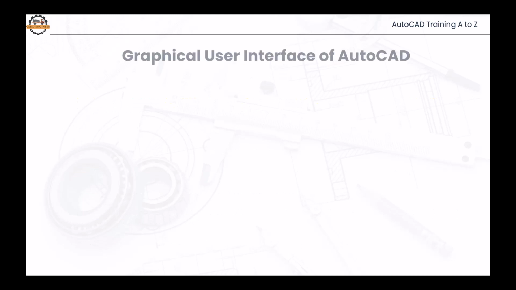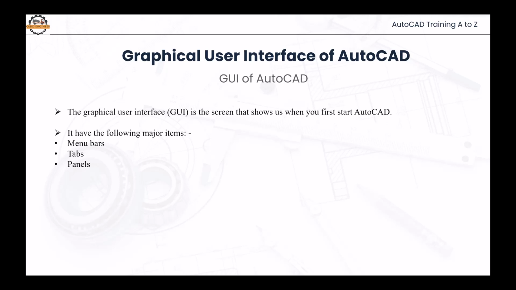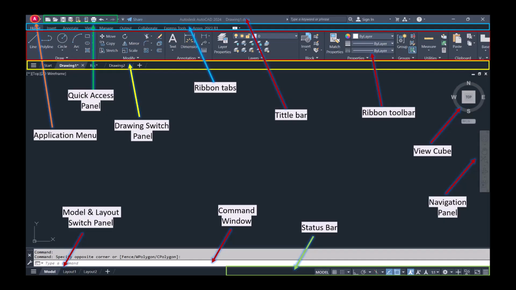Next, we are going to see the graphical user interface of AutoCAD. The graphical user interface is the screen that shows when you first start AutoCAD. It has the following major items: menu bars, tabs, and panels. So when we open the screen, this is how the screen will look.